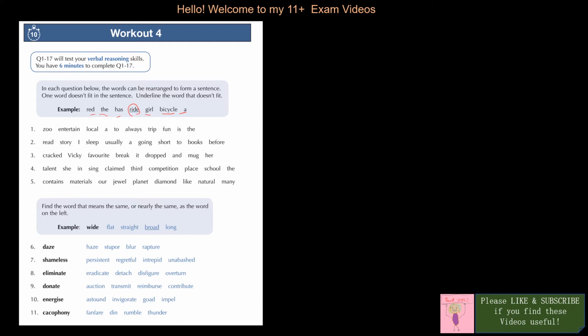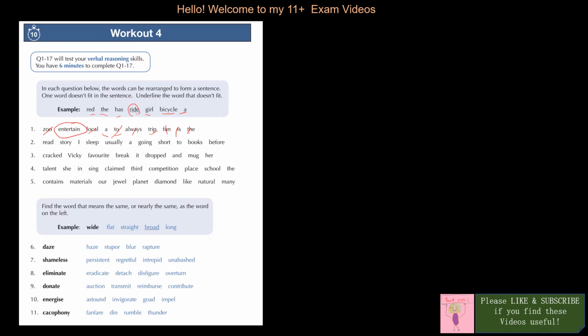it would be zoo, entertain, local, a, to, always, trip, fun, is, the. So you either start a sentence with a or the. So let's start with these. The trip to, or you can start with a. Sorry. So if you start with a trip to the local zoo is always fun. So entertain is left out.